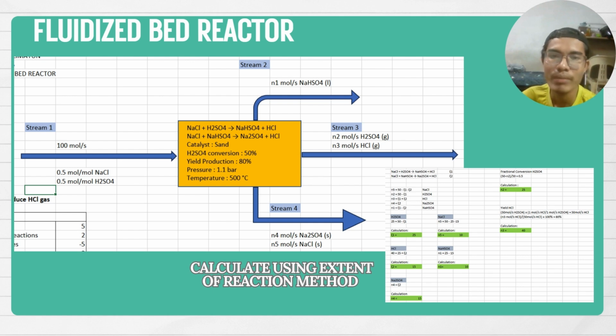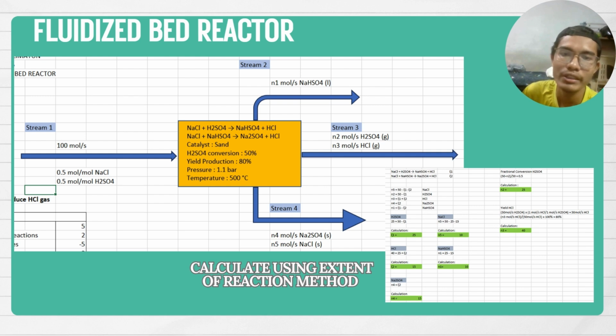Next, for the output, we have three output streams because this is a fluidized bed reactor, and they can be differentiated by their phases. As you can see, stream 2 consists of NaHSO4 in a liquid state. Stream 3 consists of H2SO4 and HCl in a gas state. And stream 4 consists of Na2SO4 and NaCl in a solid state.